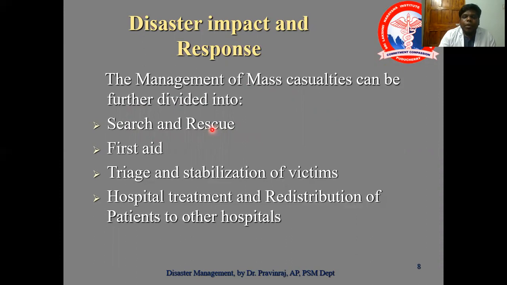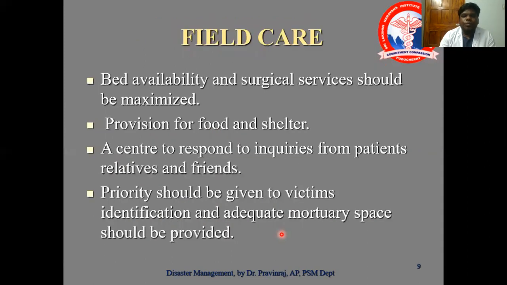Mostly people from the same area, who have mild injury or who are ambulatory, will start rescuing the people in the same place. So they will come up with first rescue. Then we have to do first aid, then triage and stabilization of victims, then hospital treatment and redistribution of patients to other hospitals. So these are the first responses that we have to do.